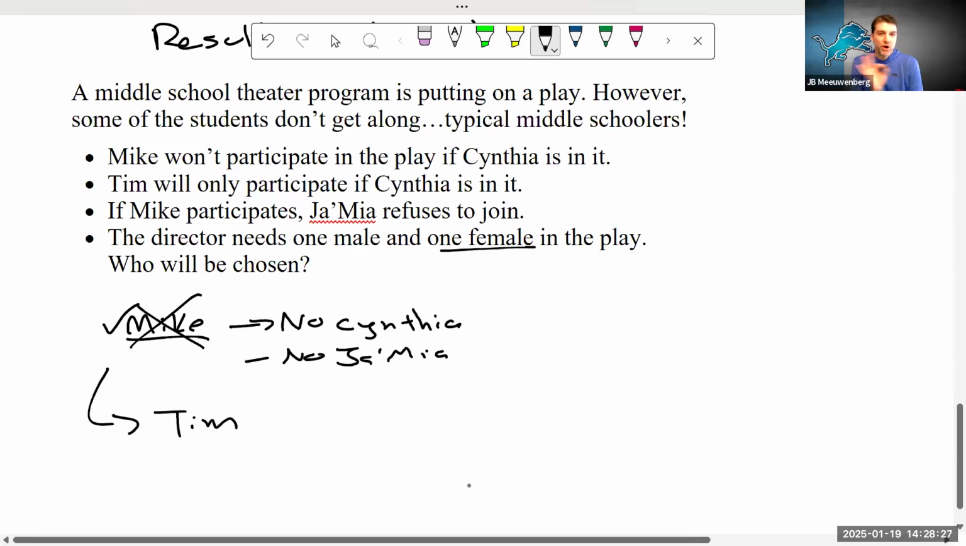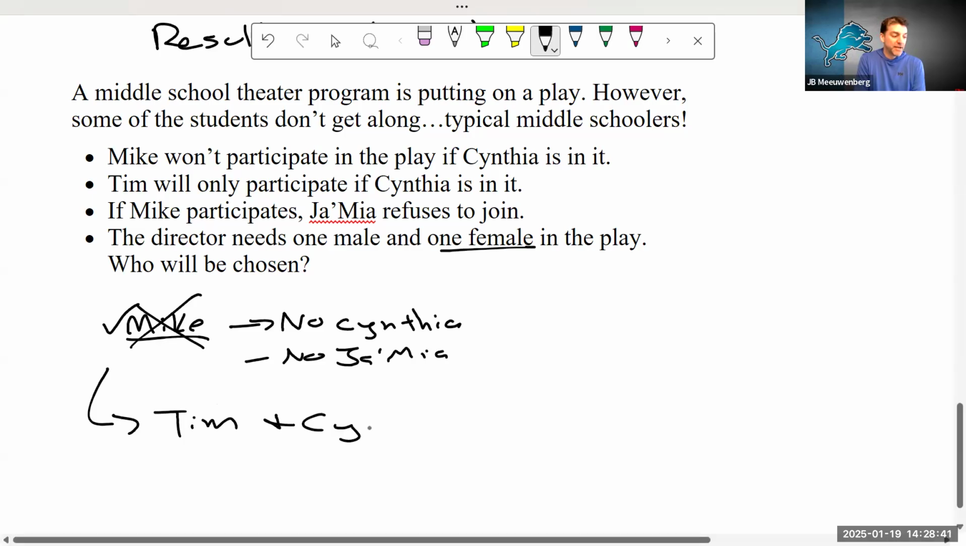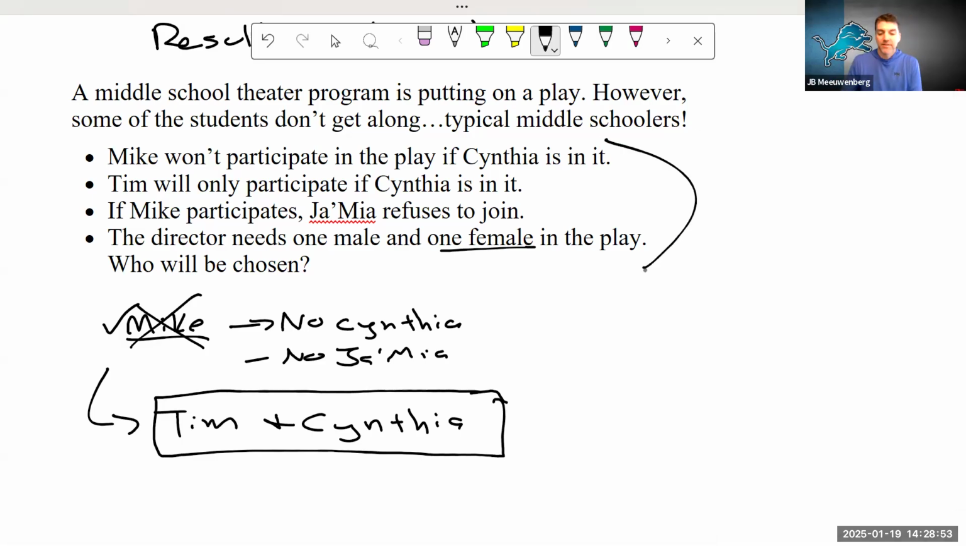Okay, so can we figure out which female would be in? Well, this second bullet point says Tim will only participate if Cynthia is in. Okay, well, the only way Tim will participate is if Cynthia is participating. So that means that who will be chosen? Tim and Cynthia, because no other combination of students would work given this information, right? Given that original information. What we just did there was a process of deductive reasoning.